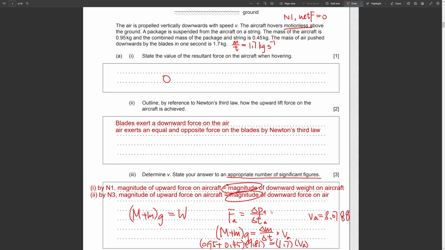But we have to give our answer in an appropriate number of sig figs, and we pick the appropriate number of sig figs depending on the numbers that you have used. The numbers that you have used are over here. The least significant figure you have chosen is 2 sig fig. So we write our final answer as 2 sig fig, 8.1 meter per second.